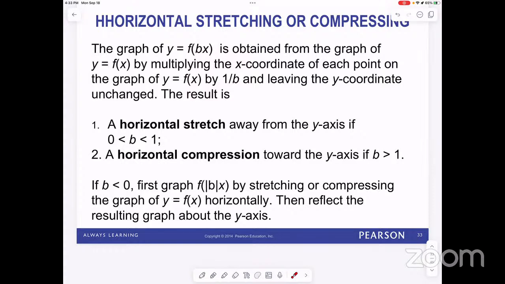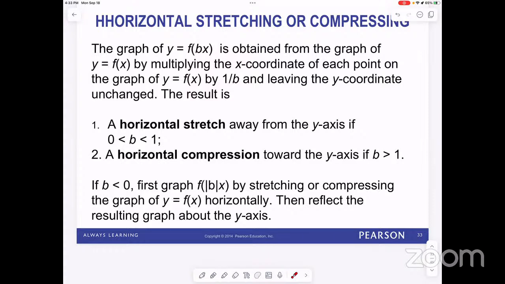So again, if we multiply the inside by b, we're going to get a horizontal stretch away from the y-axis if b is between 0 and 1. Notice this is a small number, it gets bigger horizontally. We get a horizontal compression towards the y-axis if b is larger than 1. So we're multiplying the inside by a number larger than 1, it actually gets smaller horizontally. It's the reverse of our intuition.